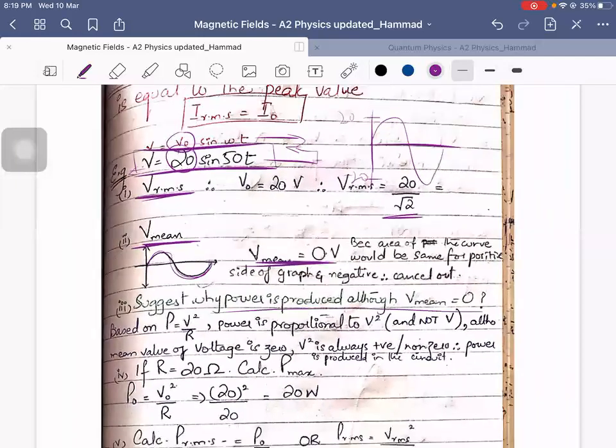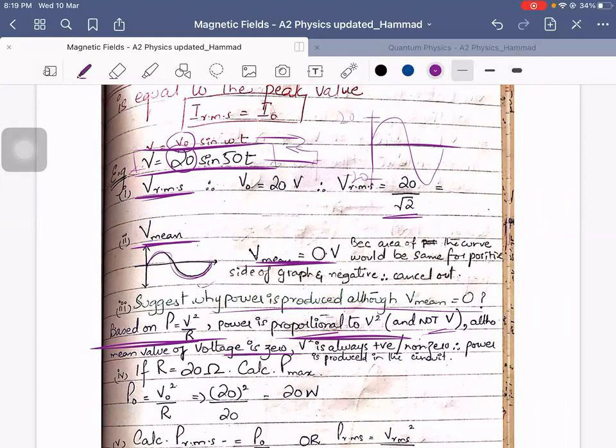Suggest why power is produced although V mean is 0. Now, based on the fact that P = V squared upon R, power is proportional to V squared and not V, right? Although the mean value of the voltage is 0, V squared is positive.